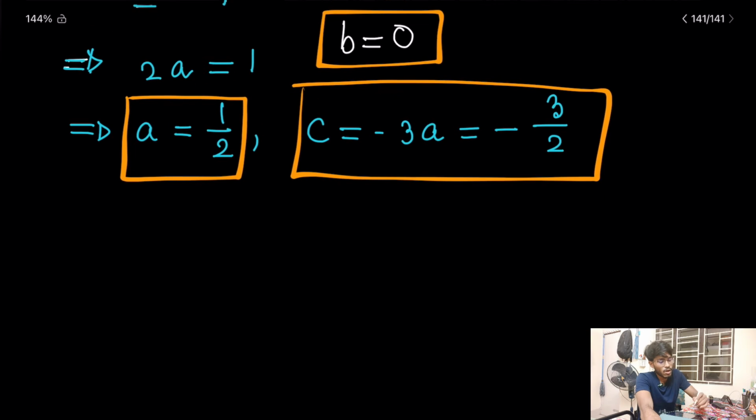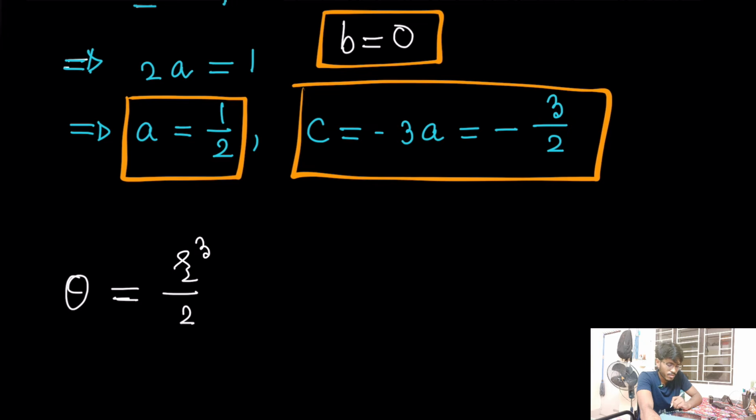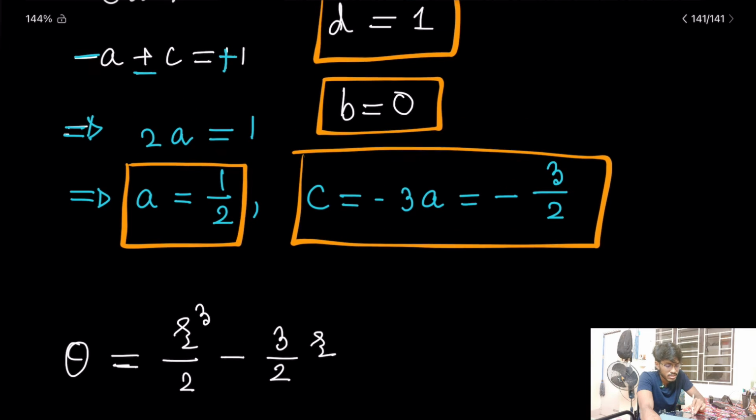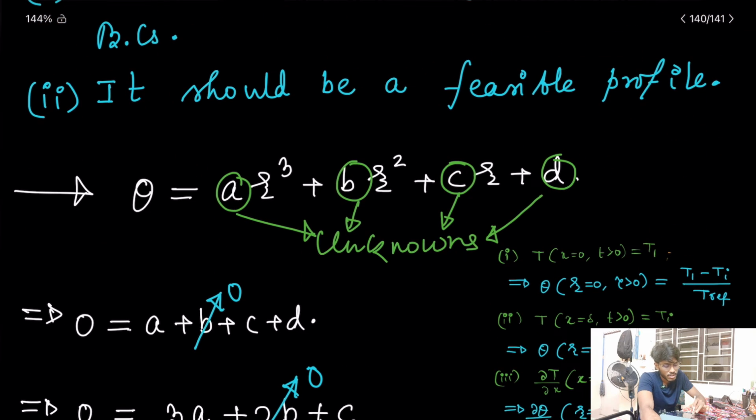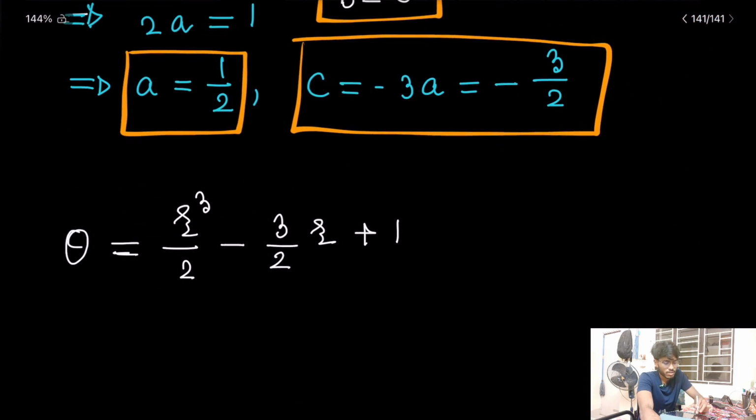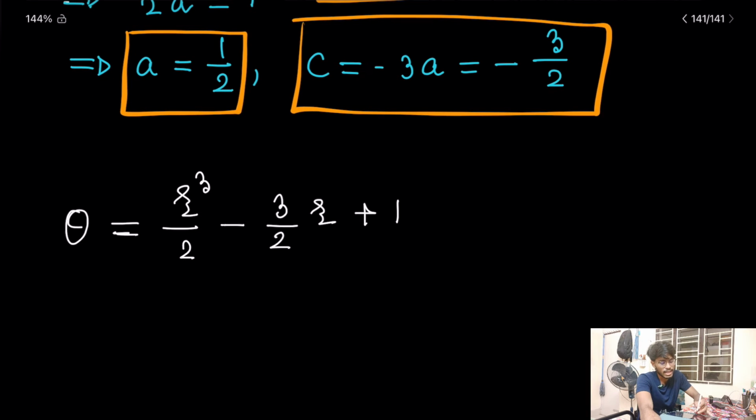Okay. So now can you write the theta? Theta was a into xi cube, so I should write xi cube by 2. And then what else? Plus, b is 0, and c is minus 3 by 2 xi, and d is 1, plus 1. So I got this as my theta.